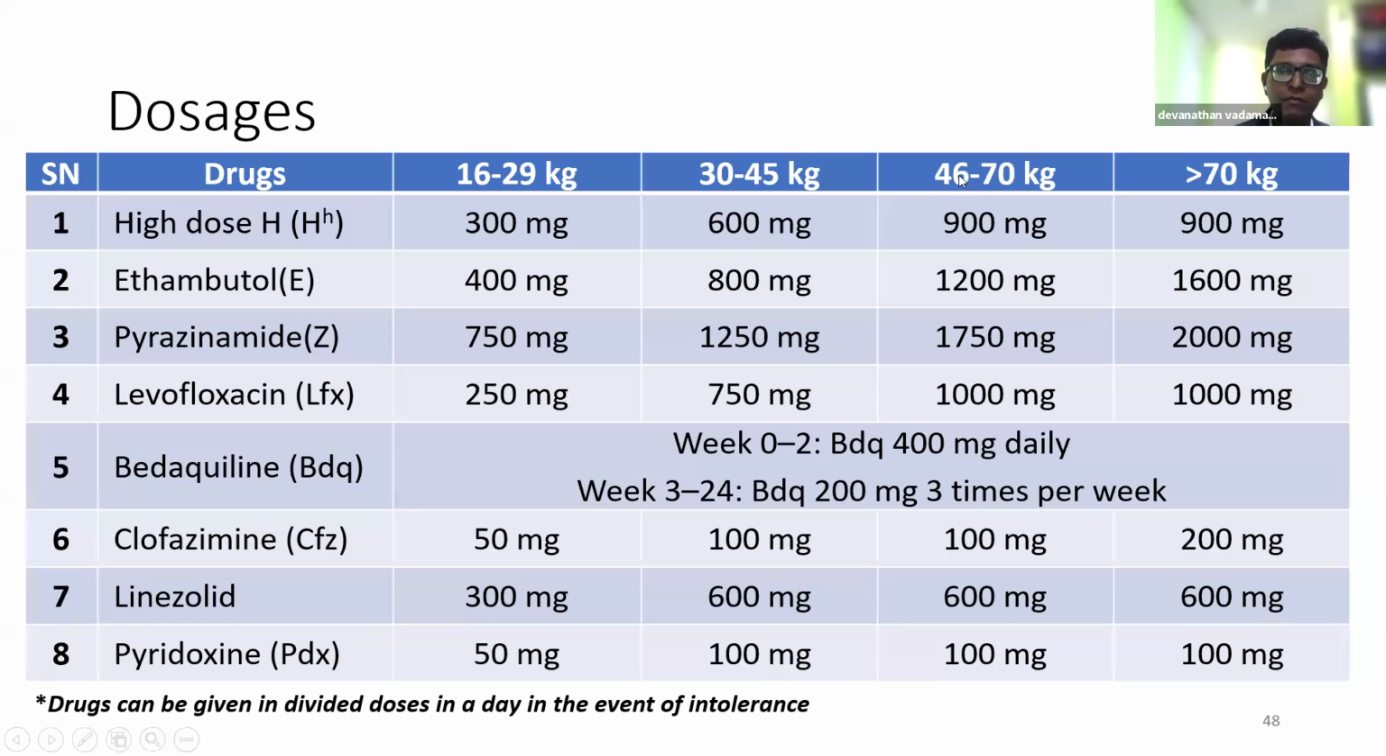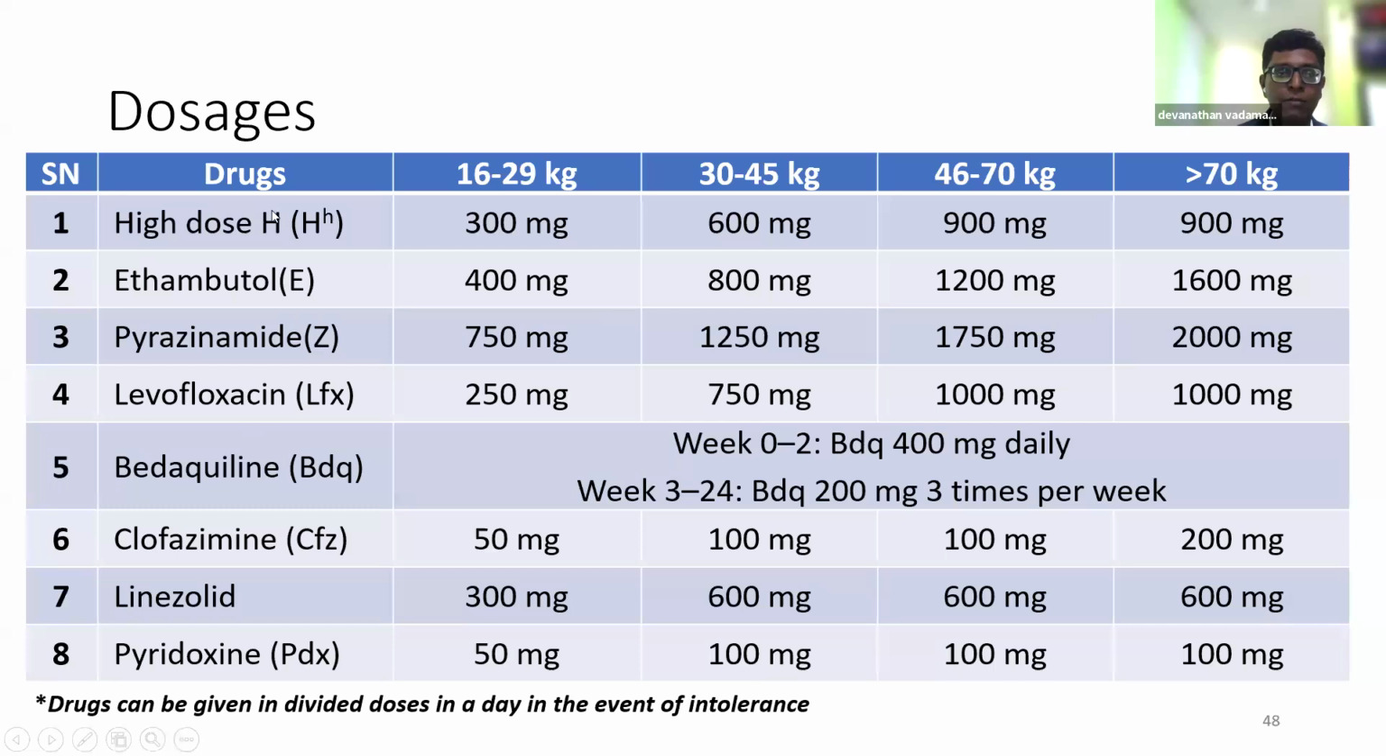If the patient is, say, 40 kg, we'll be giving the second weight band. If it's 50 kg, we'll be giving the third weight band. So if, say, 50 kg, we'll be giving high dose isoniazid of 900 mg, ethambutol of 1200, pyrazinamide of 1750, levofloxacin of 1000, bedaquiline dose is standard, clofazimine of 100 and linezolid of 600. All patients, due to peripheral neuropathy, we add pyridoxine according to weight band.